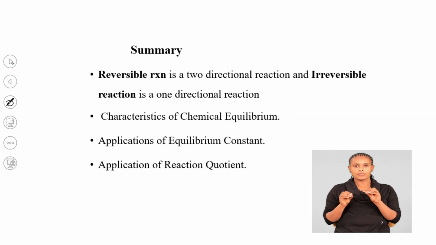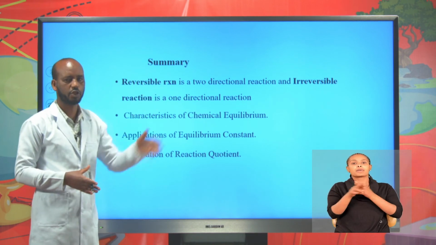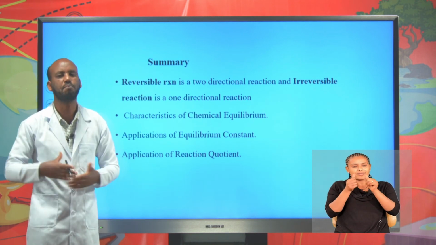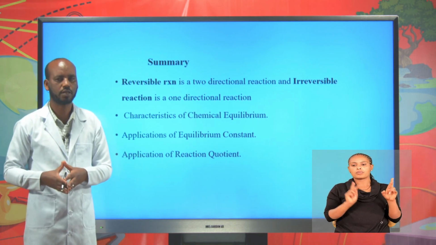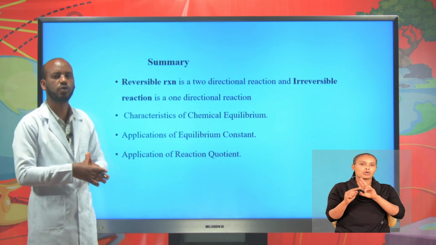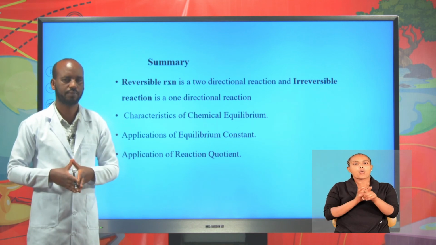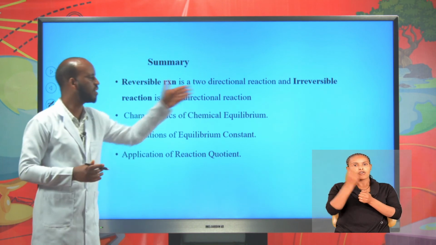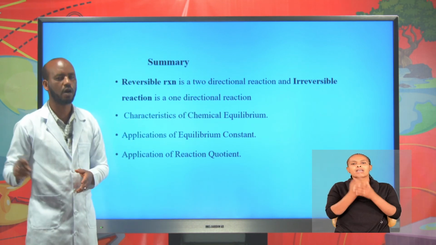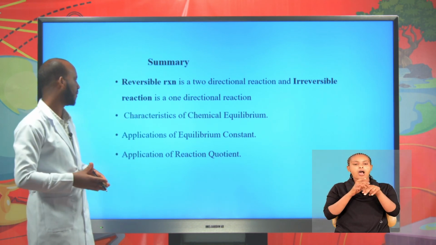Students, in today's lesson, we learned about reversible and irreversible reactions. A reversible reaction is a reaction which can proceed in both directions, a two-directional reaction from reactant into product and from product into reactant. But an irreversible reaction is a one-way reaction: reactants are converted into product. For an irreversible reaction, we use a single arrow. For a reversible reaction, we use a double arrow.